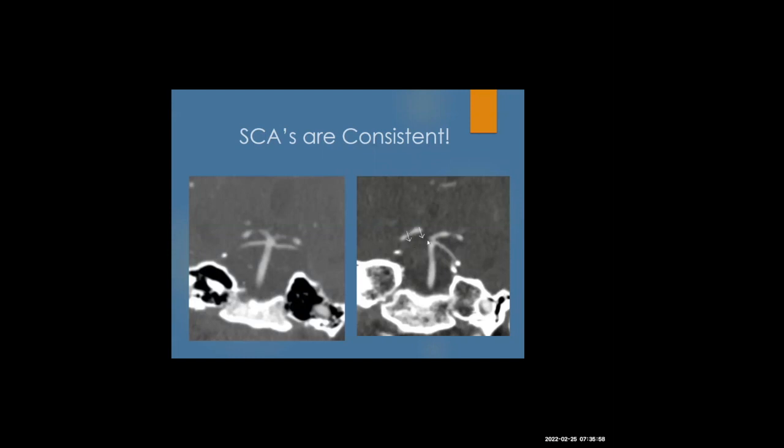And this is in contradistinction to the AICA. You're not necessarily going to see the AICA on every single study because of that reciprocal relationship. We've seen it can be very small. Sometimes it can arise from the PICA and can be difficult to see. The superior cerebellar artery is a consistent artery you should be able to see on all CTAs.